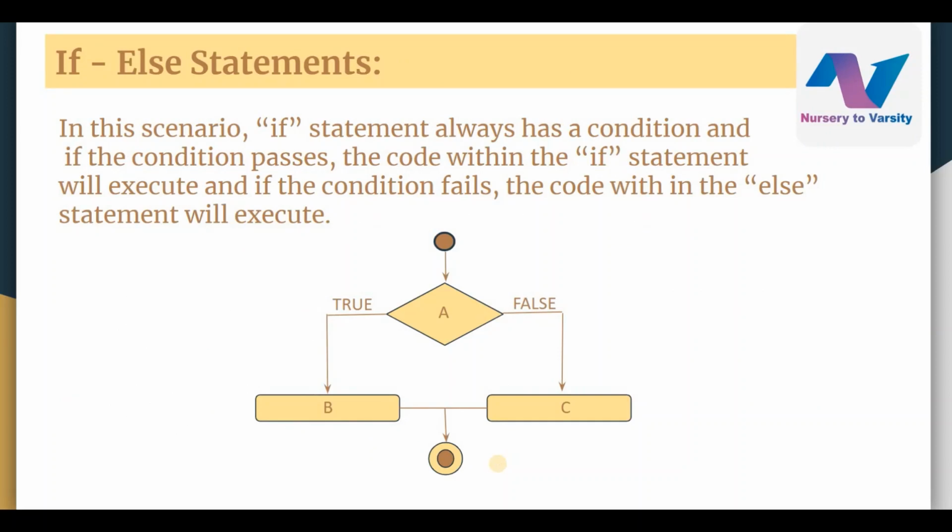Now coming to the if-else statement. In this scenario, an if statement always has a condition, and if the condition passes, the code within the if statement will execute. And if the condition fails, the code within the else statement will execute. So we have a condition A, and if this condition A passes, the result will be true and we will execute this B statement. And if our condition A fails, that means we'll get false and we will execute this C statement, right? And then this is the end of the code. So we will see how we can execute these if-else statements in our RStudio.